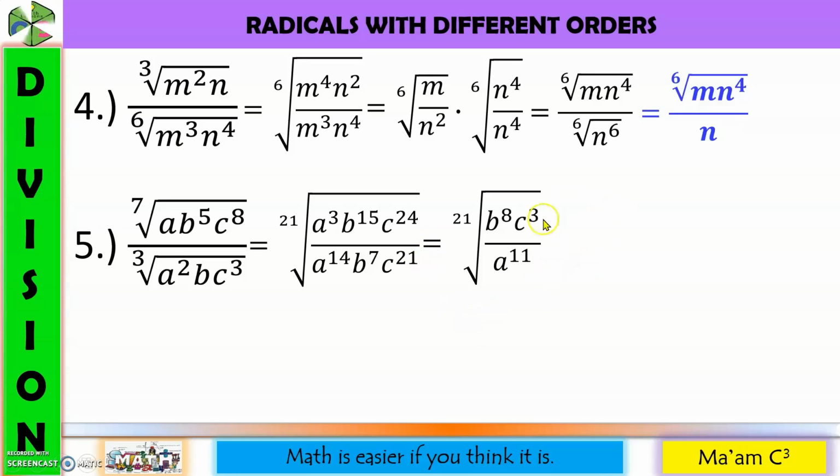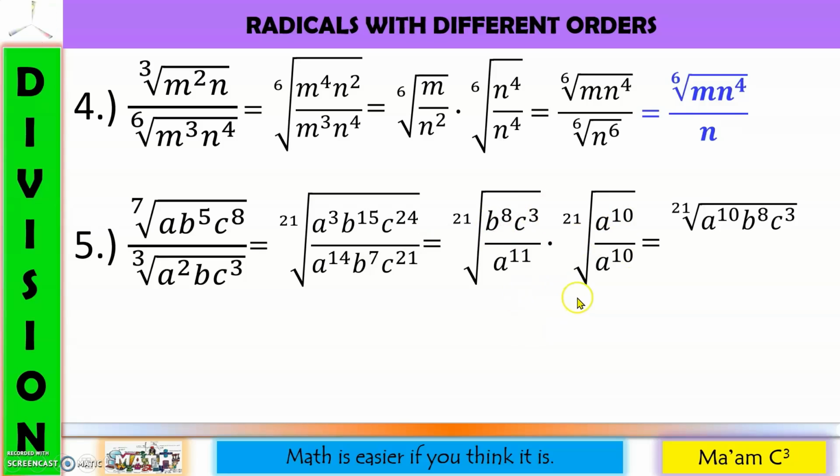And then I'm going to rationalize this. This is 21 and I only have 11. This means I need a to the 10th power. So I'll multiply both numerator and denominator by the 21st root of a to the 10th. And then I'll combine the numerator. So this is the 21st root of a to the 10, b to the 8, c cubed.